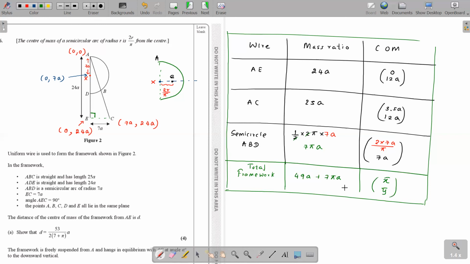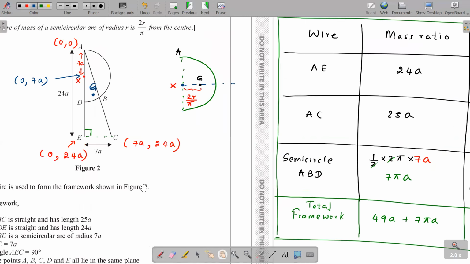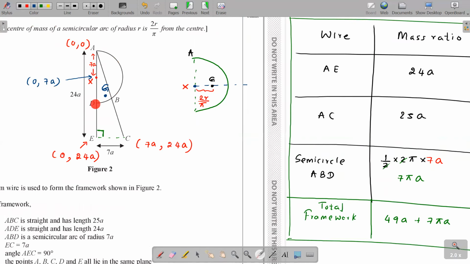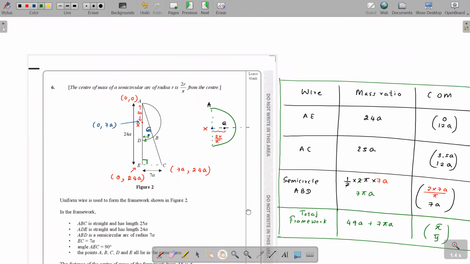Are you with me? Okay, now they're asking us to find the value of D, and they have said D is the distance of the center of mass of the framework from AE. Do you think this D represents the X bar here or the Y bar here? Let's say the center of mass of this entire framework is somewhere over here. So what is D then? D is the distance of the center of mass from the line AE, which means D is the horizontal distance, which means D must be X bar.